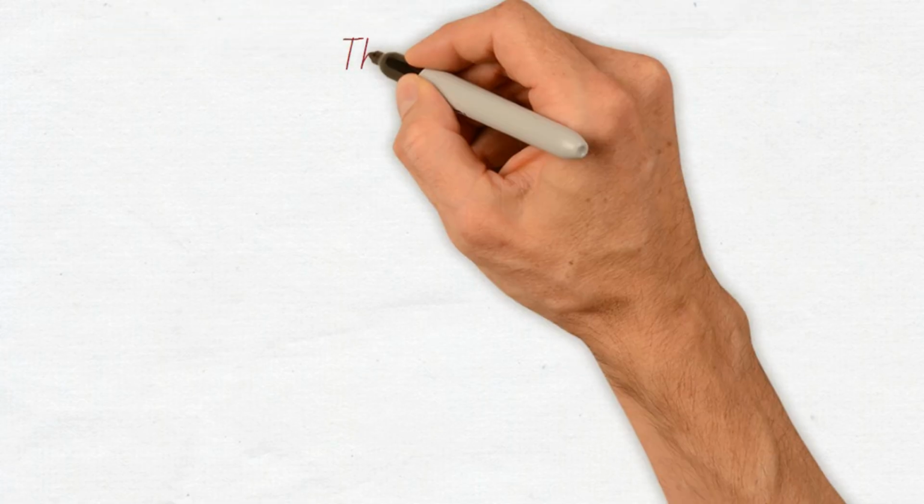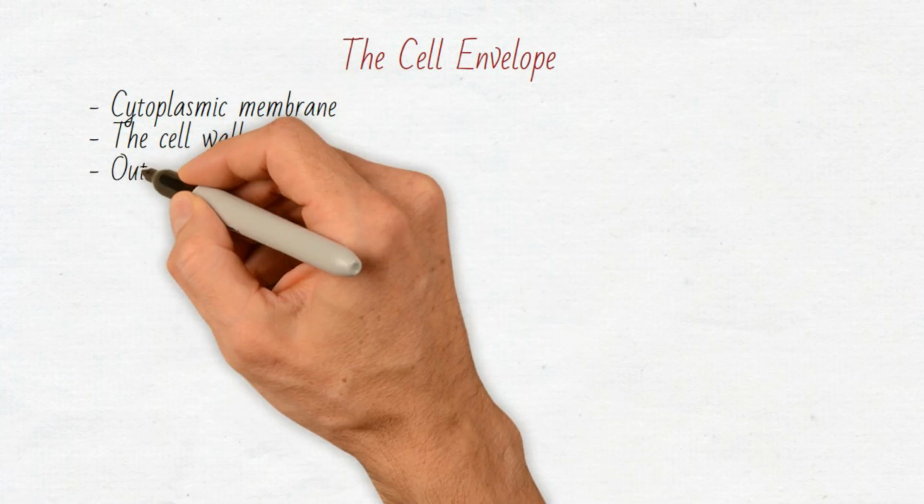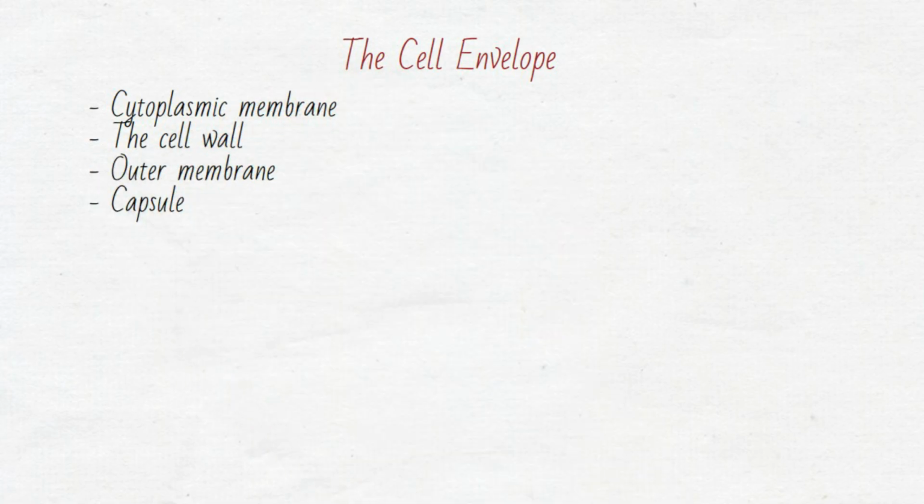So let's zoom right in on that bacterial cell envelope, this sophisticated interface between the cell and the outside world. It's composed of the cytoplasmic membrane, the cell wall, and then in some cases, an outer membrane and a capsule. This envelope really defines the cell's vulnerability.